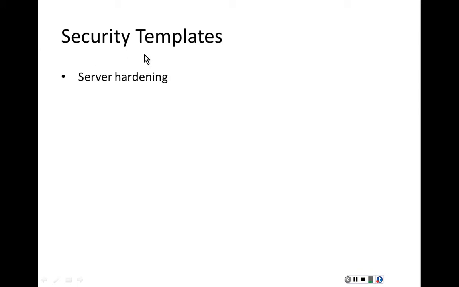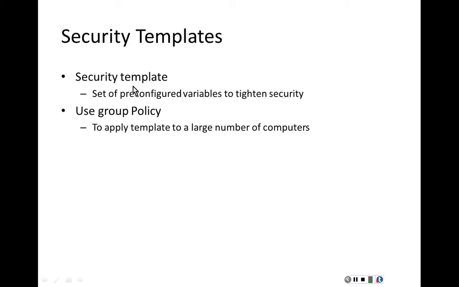Now let's discuss security templates. When we say server hardening, we mean tightening the security parameters to make it harder for bad guys to break in. The way we do that is by implementing security templates. A security template is a set of pre-configured variables that are designed to tighten security. And then we use group policy to apply the security template to a large number of computers, so we don't have to walk up to all those computers to apply all those security parameters.